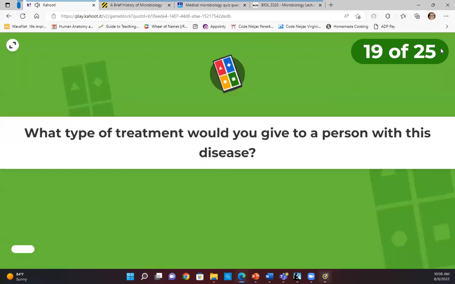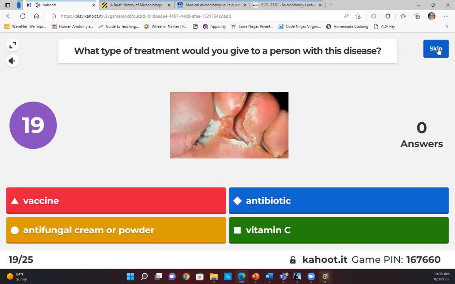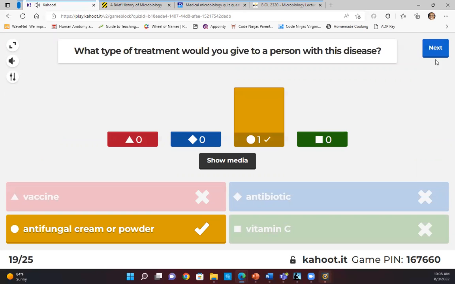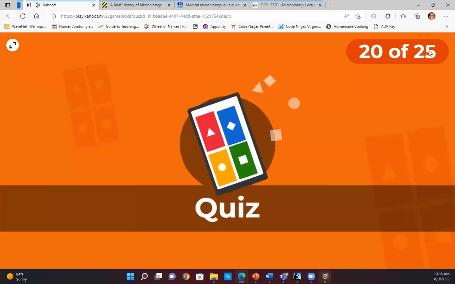Okay, question 19. What type of treatment would you give to a person with this disease? Whoa, what's going on there? Vaccine, antibiotic, antifungal cream or powder? Oh, vitamin C, that's right, antifungal, because that's tinea pedis, right? That is athlete's foot caused by a fungus.